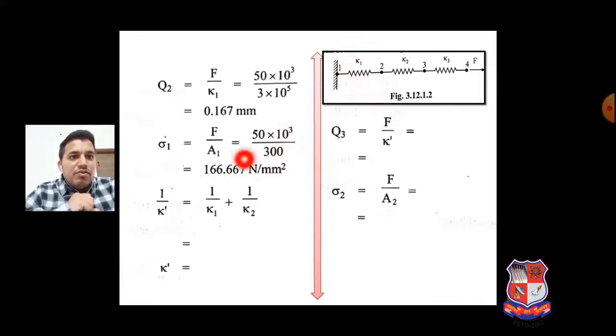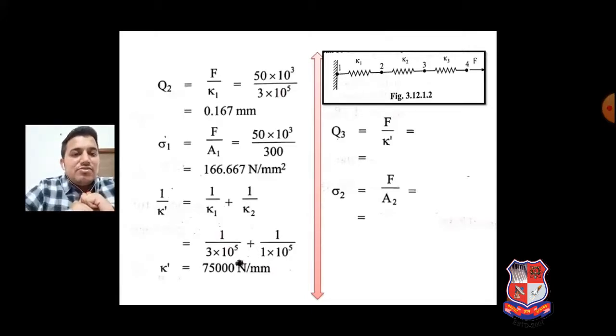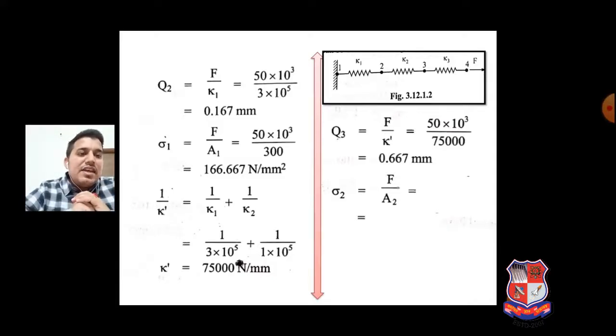So now to find the element at node number 3, here is Q3, but Q3 is equal to K dash, and to find K dash we formulate a parallel system. 1 by K dash is equal to 1 upon K1 plus 1 upon K2. So we are putting the values of K1 and K2 as per the previous formulation. So here we find K dash is equal to 75000 Newton per mm. Now we put the same value in Q3 and we find Q3 is equal to 0.667 mm.